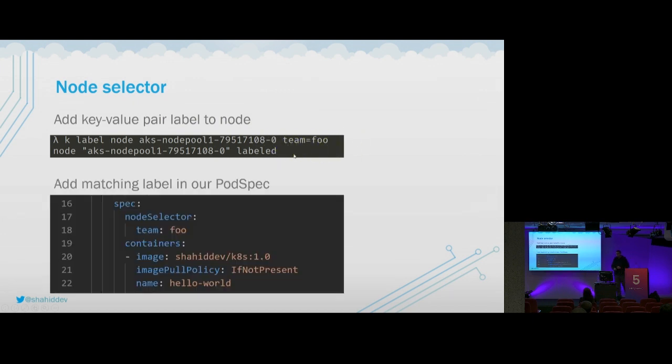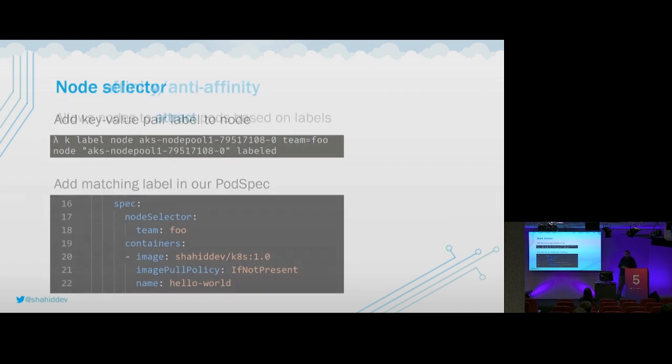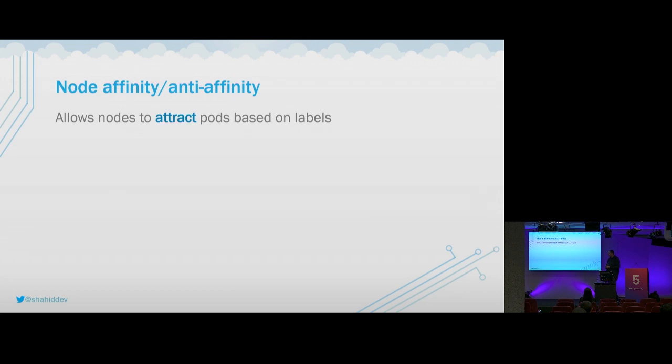And then in the pod spec for my deployment, in my YAML, I just specify a node selector, and I give that key value pair. This works well. It's quite straightforward, but it's a little bit limited. All you can do is select a node. If that node doesn't exist in your cluster, then your pod won't be scheduled. So if you want a bit more control, we can move over to node affinity and anti-affinity.